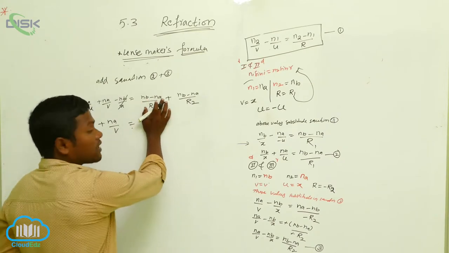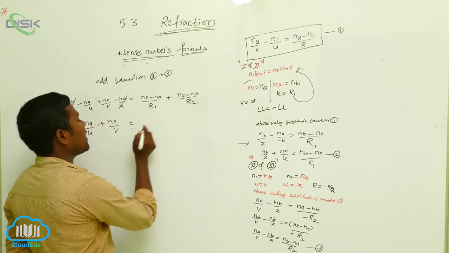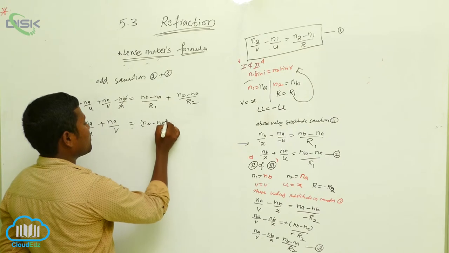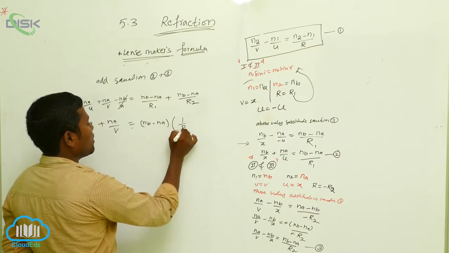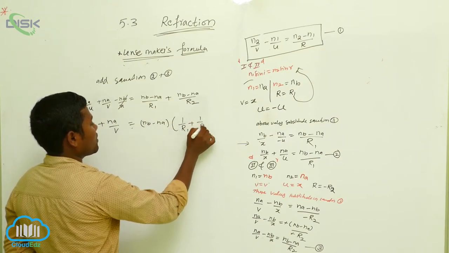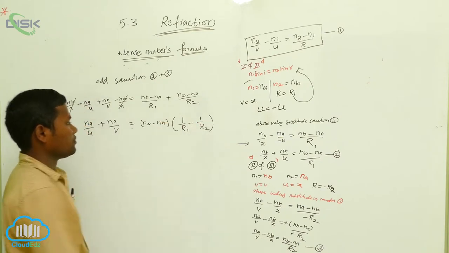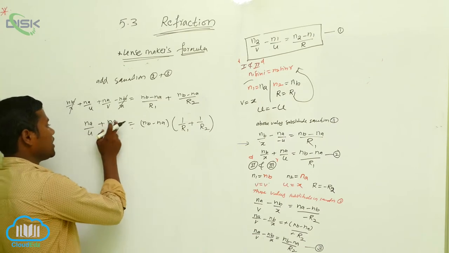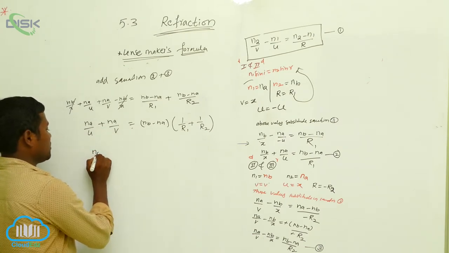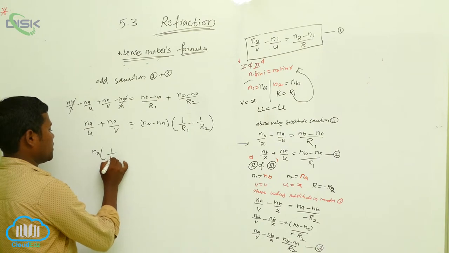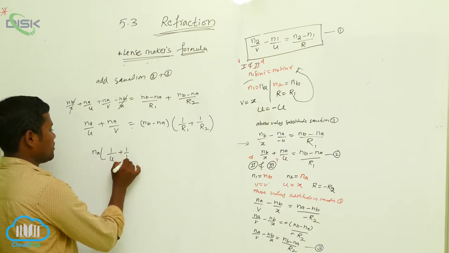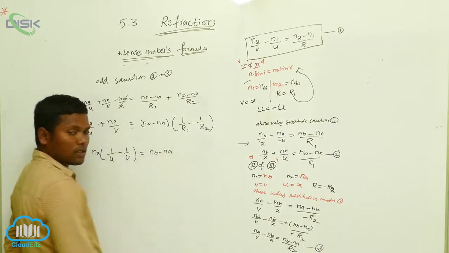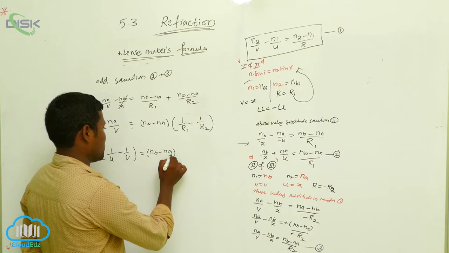See here, NB minus NA. Here also NB minus NA. Can I take common? Yes. NB minus NA. Then what is remaining? 1 by R1 plus 1 by R2. Okay, here also same term, two terms are same. NA plus and NA. 1 by U plus 1 by V. NB minus NA. All of you understood? Simple calculation only.